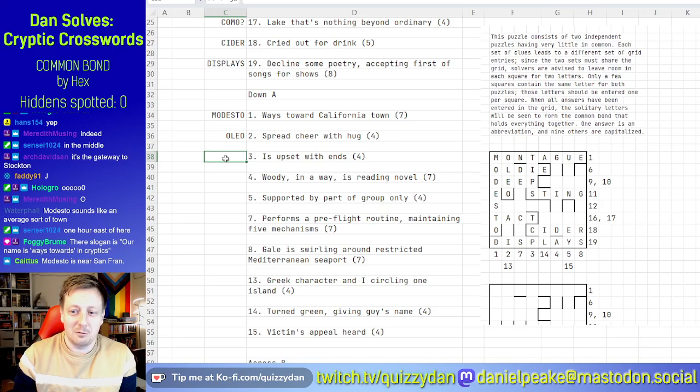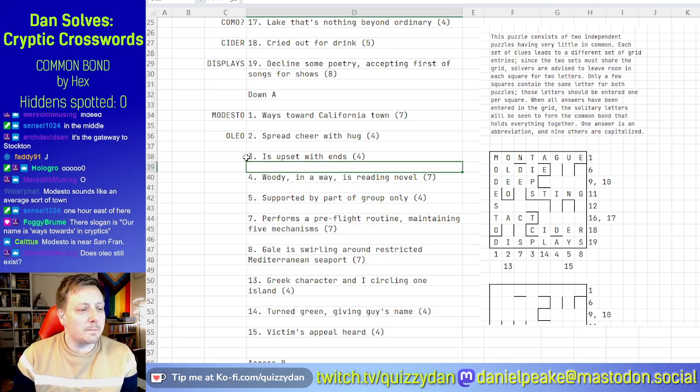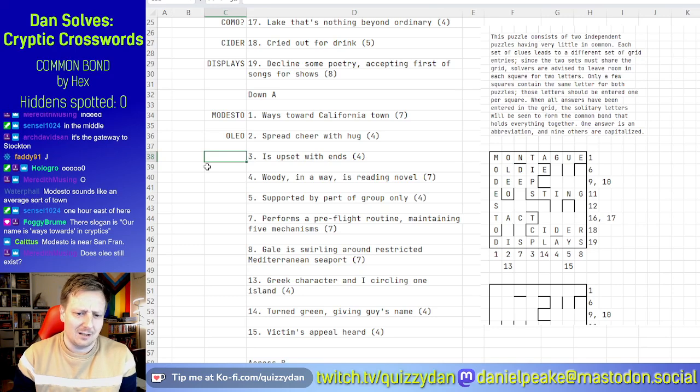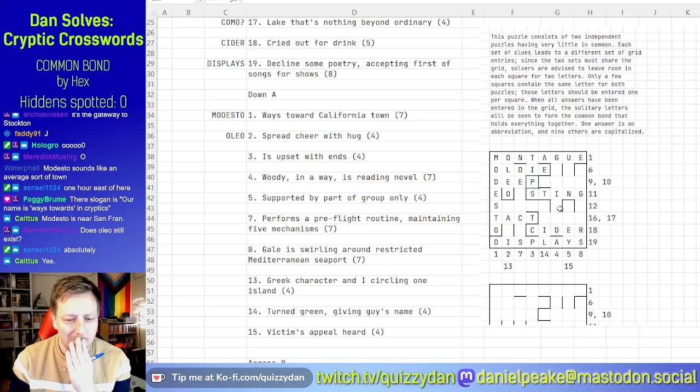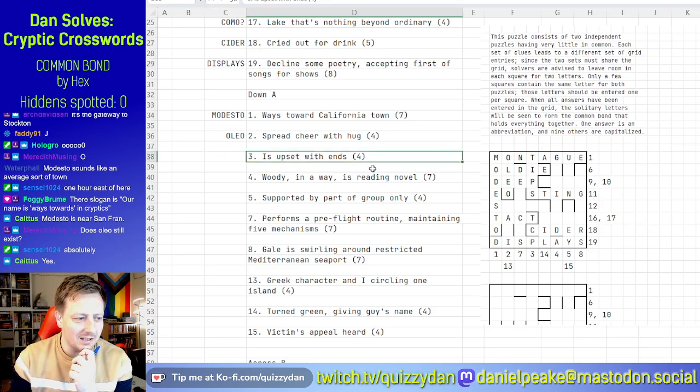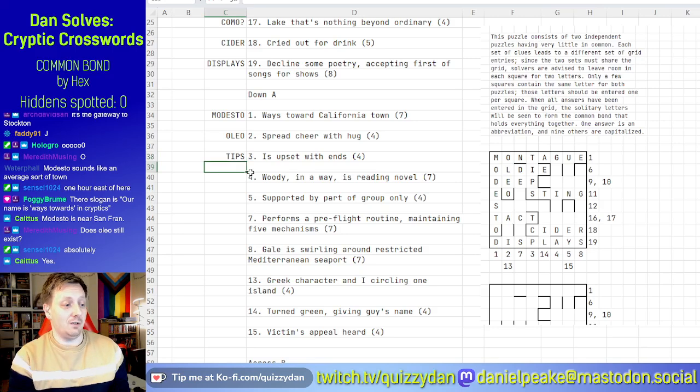Our name is Ways Towards Encrypting. Yeah, it would be, wouldn't it? Upset with ends. Well, it's tips, because we've got all the letters. But why is it tips? Because the ends of something are tips. Upset with? I mean, it's spit backwards. But why would eyes or is be spit? I don't know, but it's definitely tips. If you know how that clue works, let me know.